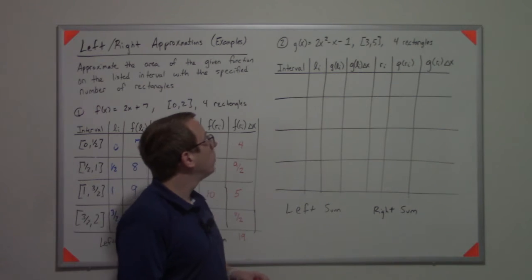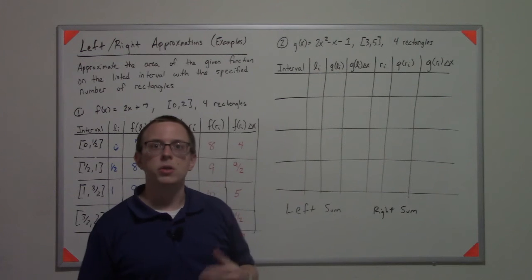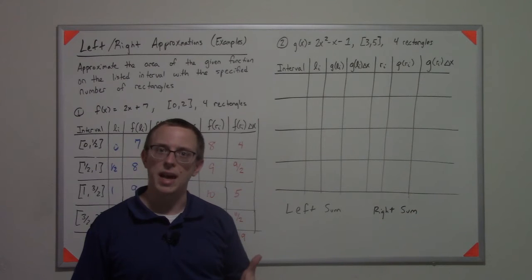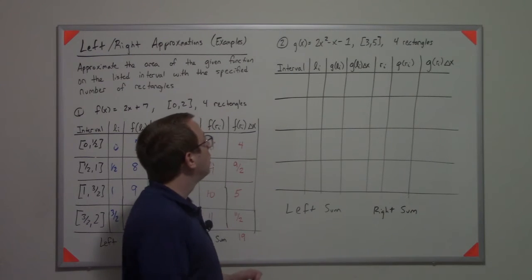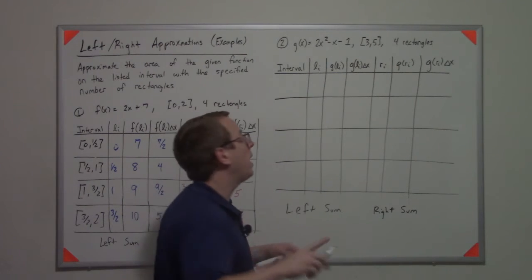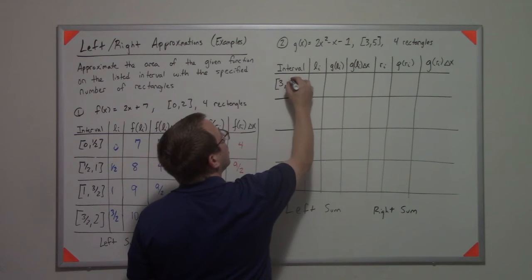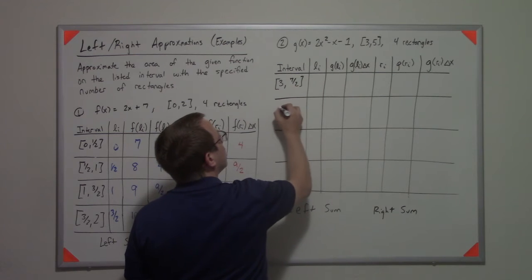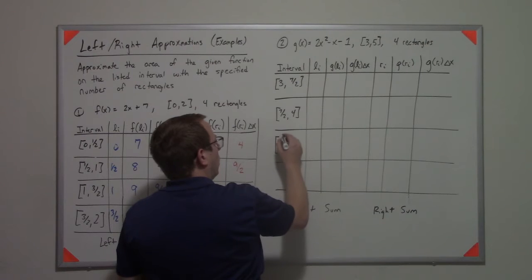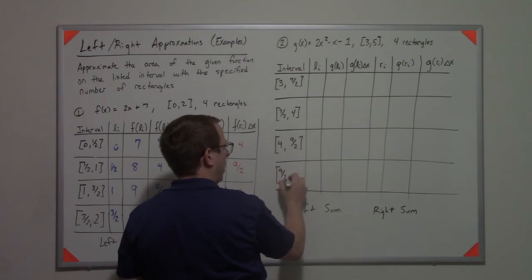Now over here, we're going to do a very similar process. Notice that the total width is 2, and if we split it into 4 rectangles, then delta x is 1/2. So we can split this into intervals of length 1/2: 3 to 7/2, 7/2 to 4, 4 to 9/2, and 9/2 to 5.